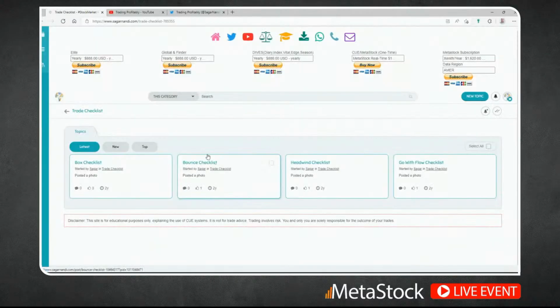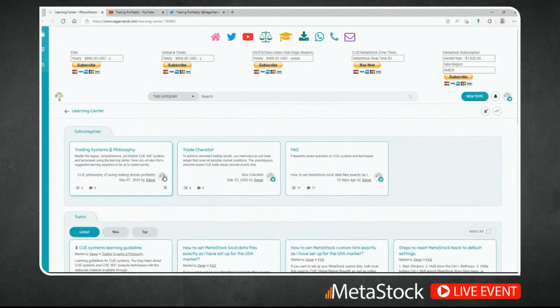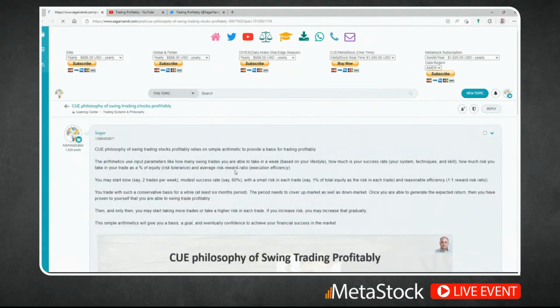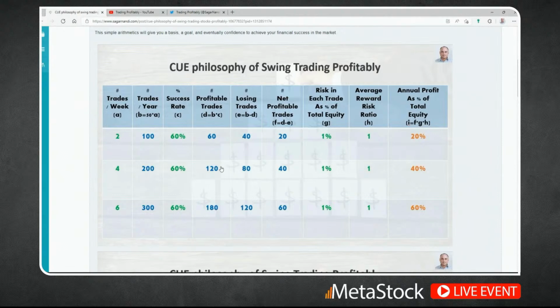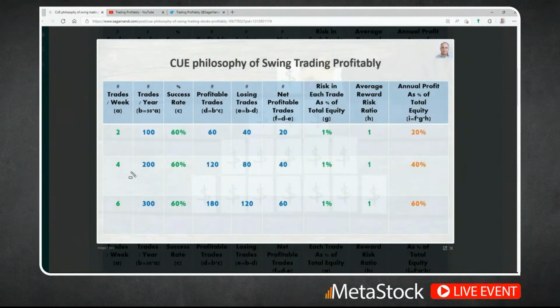Now the mathematical basis that I talked about, what is that? If I once again go back to my home page, go to Learning Center, Trading Systems and Philosophy, Q Philosophy of Swing Trading Stocks. This is a very important slide.